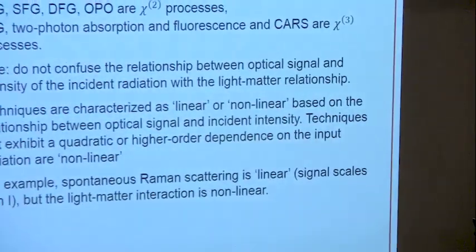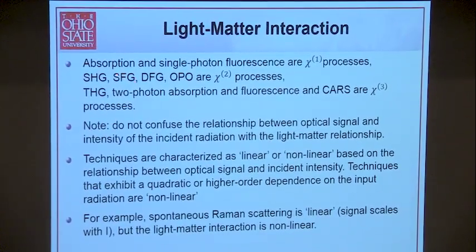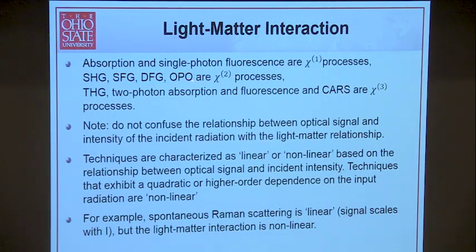Just to give you an idea, absorption and single photon fluorescent processes are what are called Chi-1 processes. Those are linear processes. And then a lot of these other processes, like second harmonic generation, any type of these crystal generations, sum frequency generation, difference frequency generation, optical parametric oscillation, are Chi-2 processes. CARS is actually a Chi-3 process, meaning it uses the third order susceptibility.